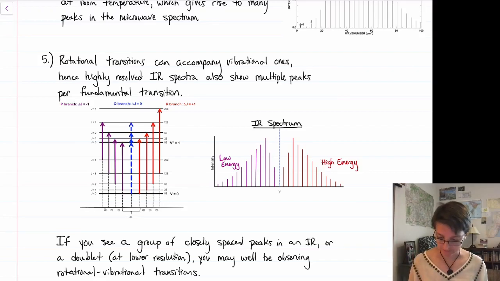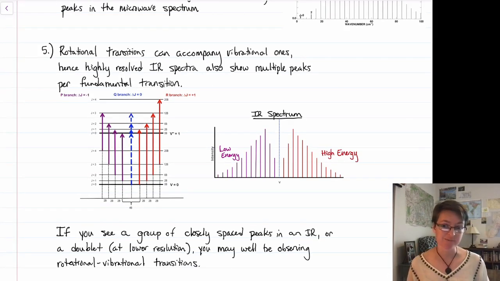And what I want us to gain from this is, again, rotational vibrational spectroscopy is a rich field in its own right. There's a lot of chemical insight. But for our purposes, since we're only spending one day on rotational spectroscopy, I want us to observe from vibrational spectra that we might see in real life, that if you see a group of peaks closely spaced together in the IR, or if you see a doublet like we did for our low resolution spectrum of carbon monoxide, you may very well be observing rotational vibrational transitions rather than additional types of vibrations within the molecule.